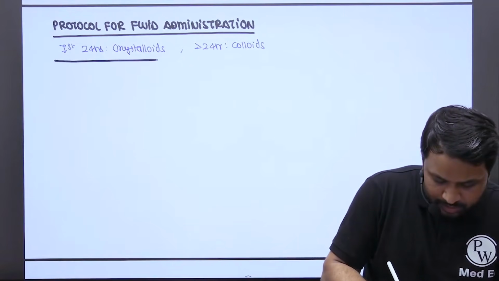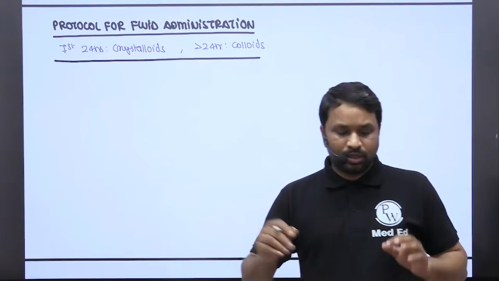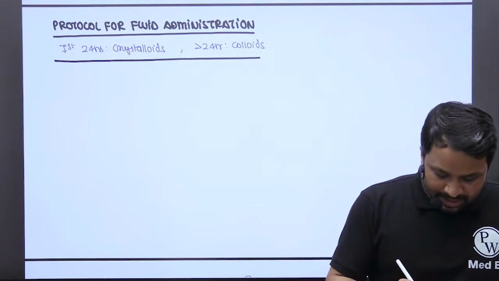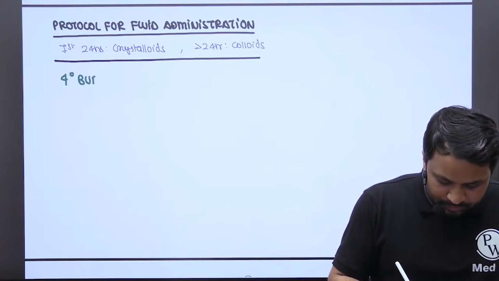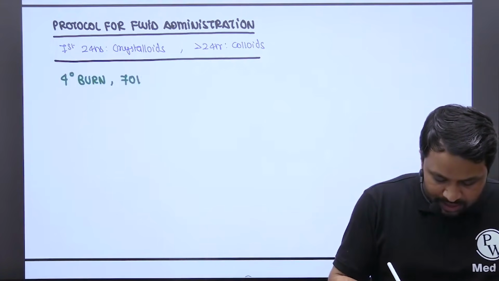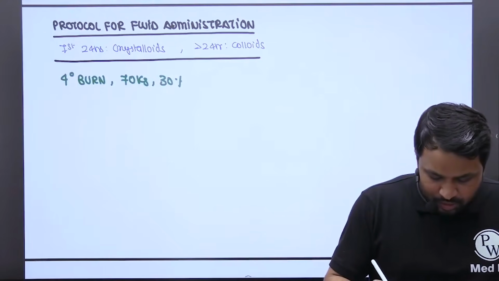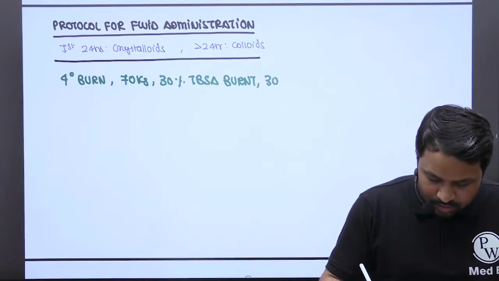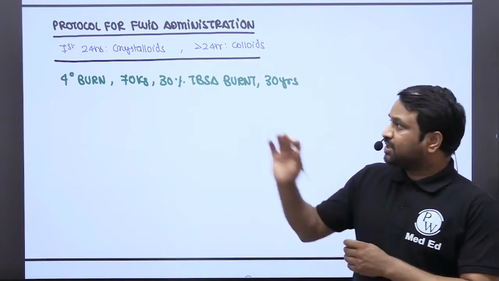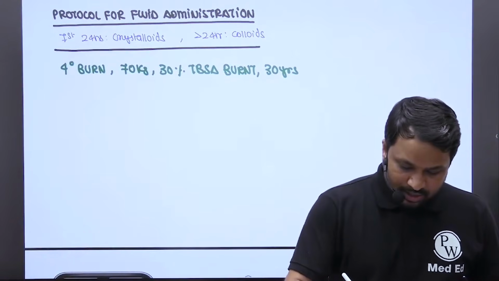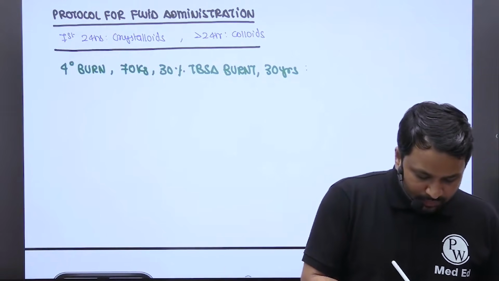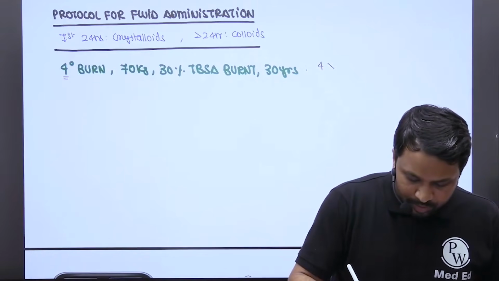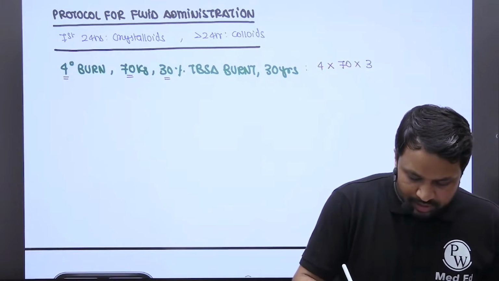Now, how do you administer this? I can take a small example to explain this. Let's say I have a fourth degree burn patient who weighs 70 kilograms with 30% of the total body surface area burnt, and the patient is an adult, say a 30 year old male. If you have a question like this asking you to calculate the burn fluid, according to what we have learned, this is a fourth degree burn, so it is going to be 4 ml per kg, weight is 70 kilograms, into percentage of total body surface area burnt, that is 30.